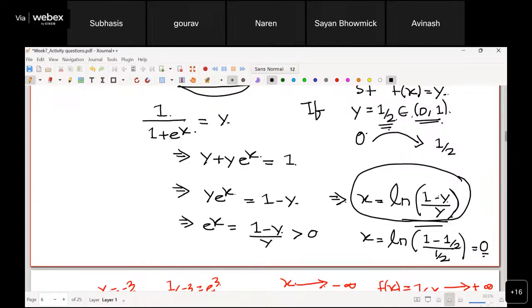So basically 0 maps to half, right? So the pre-image of half is 0. As I said, there is nothing special about half. You can try with 1 by 3 or 1 by 5: you just need to substitute y equal to 1 by 3 over here to get the pre-image of 1 by 3, and y equal to 1 by 5 to get the pre-image of 1 by 5. So it's clear now why this function is surjective. Yes, sir. Clear.